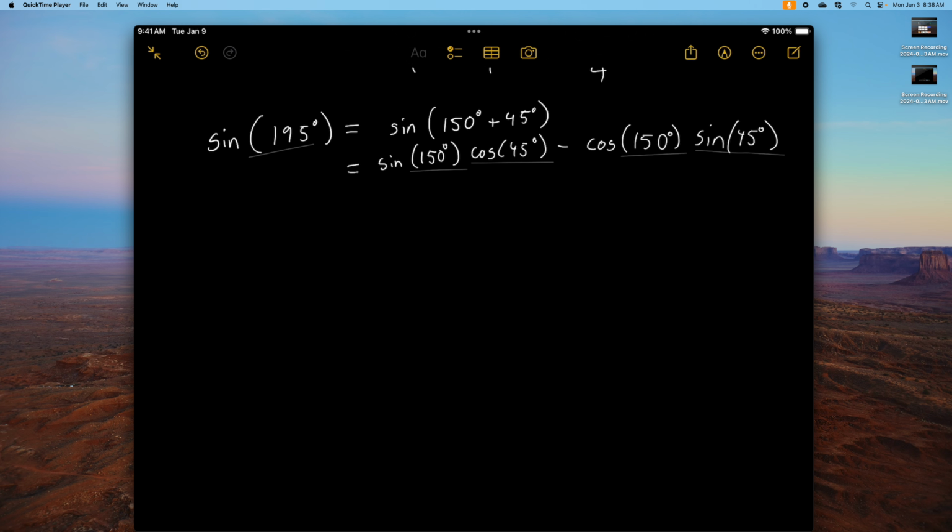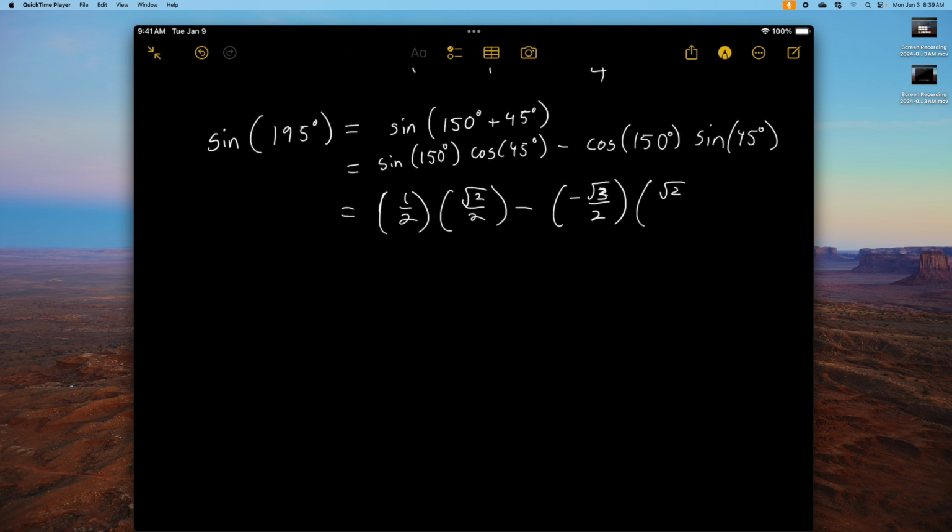Okay, so if you look at your unit circle, sine of 150 degrees is 1/2. Cosine of 45 is square root of 2 over 2. Cosine of 150 degrees is a negative square root of 3 over 2. And sine of 45 is square root of 2 over 2. So we get square root of 2 over 4. And then we get a negative, or plus, square root of 6 over 4. I know we're getting some of the same answers over and over again, but I'm just using it as an example.